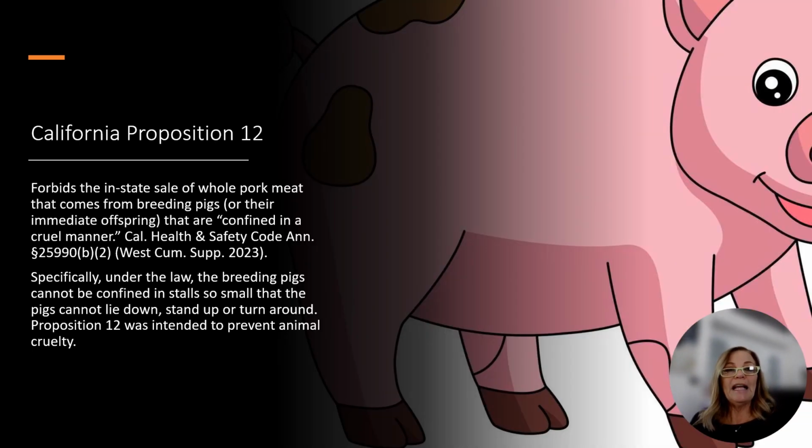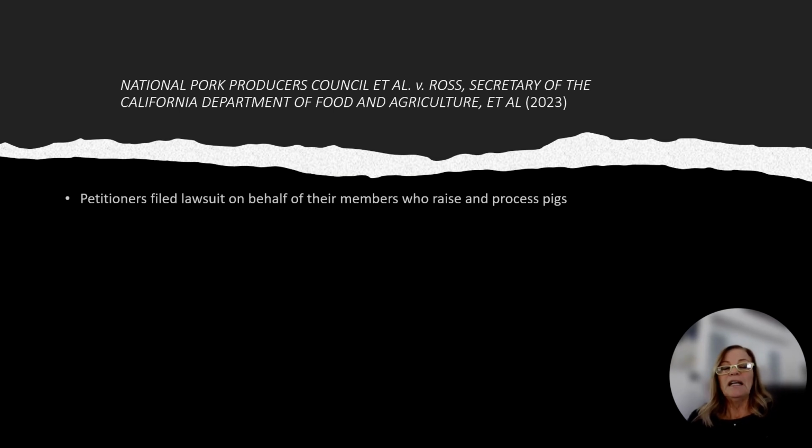Okay. And in that case, there was a law in California that said you cannot sell whole pork meat that comes from breeding pigs or their offspring that are confined in a cruel manner. Okay. And the breeding pigs can't be confined to stalls so small that the pigs can't lie down, stand up, turn around, things like that. And it was meant to prevent animal cruelty. Okay. And what they said in that case was, well, first the petitioners filed it on behalf of their members who raise and process pigs.